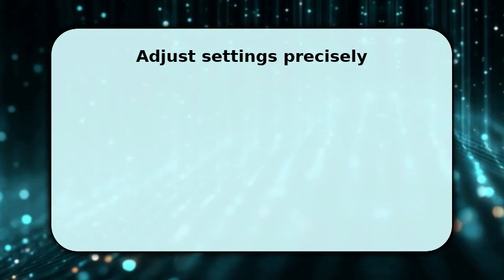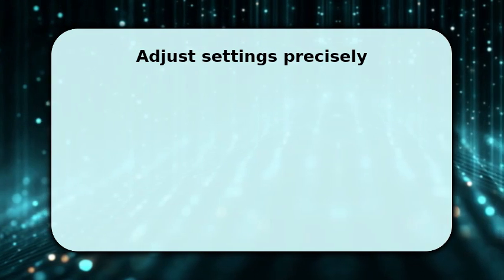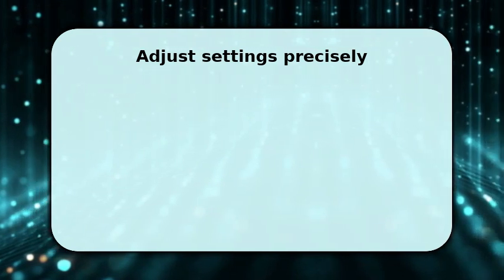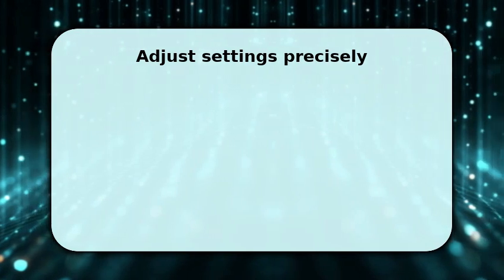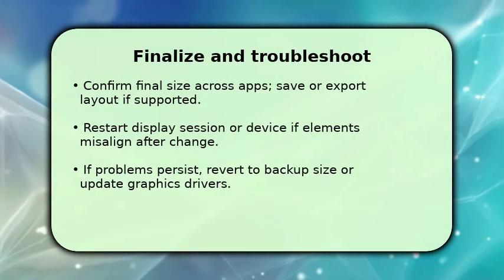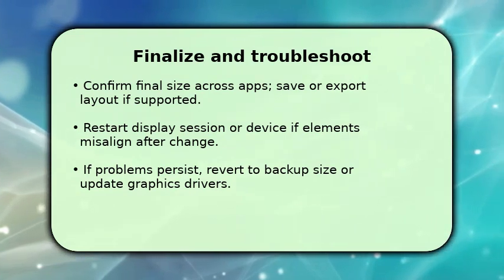Make use of app-level zoom when system scaling is too coarse, and employ hotkeys or third-party resizing tools to input exact width and height values for a repeatable result. You finish by verifying the new size across the apps you use most and saving the layout or exporting settings if the system supports it.